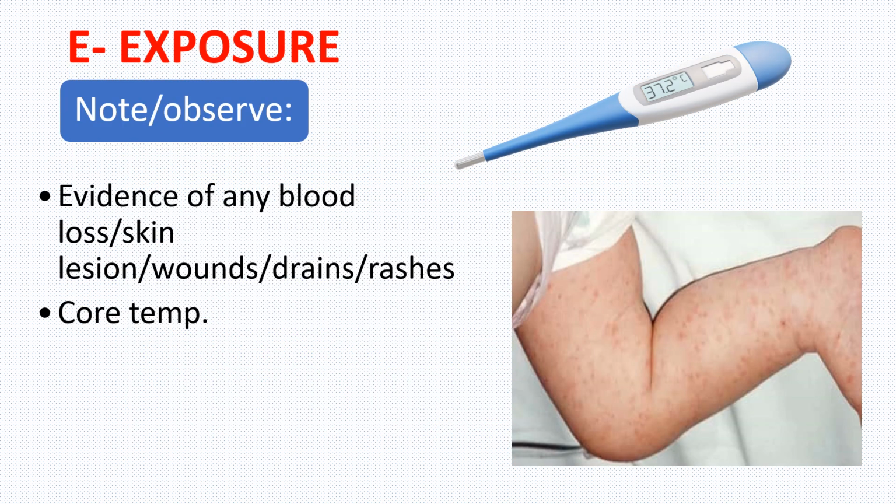At E, that is exposure, we perform a comprehensive physical examination. We look for specific signs of an exposure like bruising, abdominal distension, cyanosis, and consider their implications. Also note the evidence of any blood loss on the skin, lesions, wounds, drains, or even rashes. Hope you can appreciate at the corner of the slide a meningitic rash. Also assess for your core temperature.